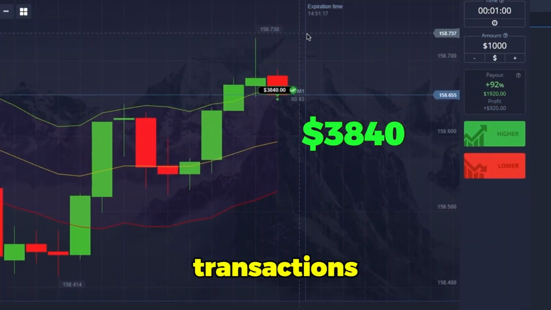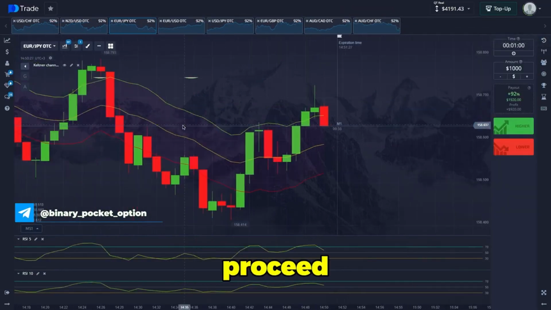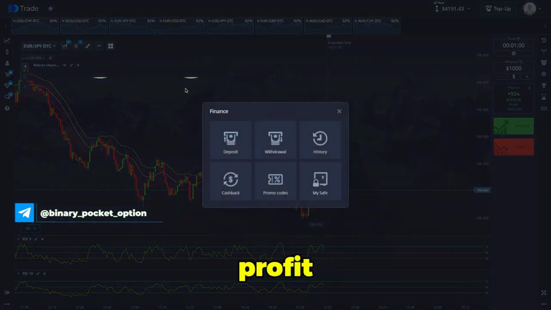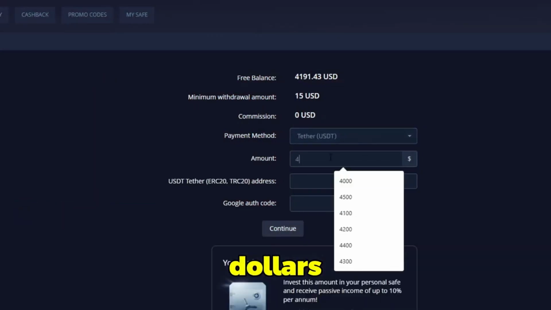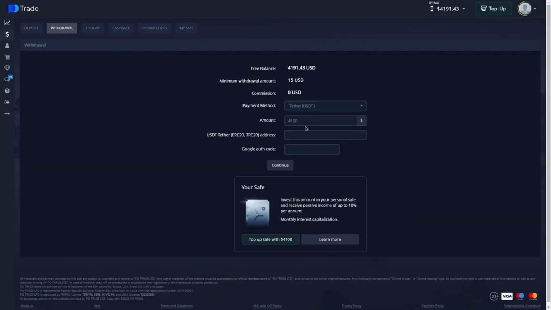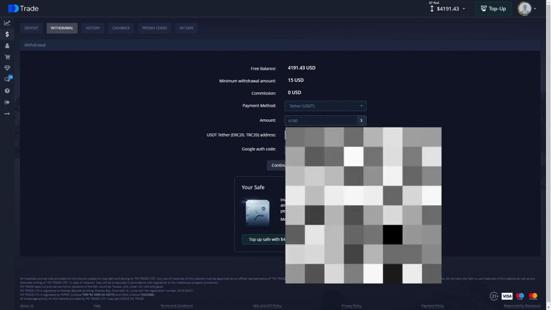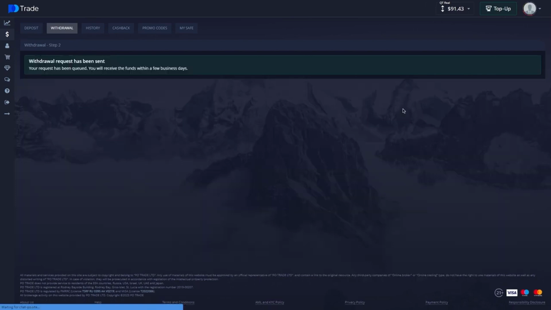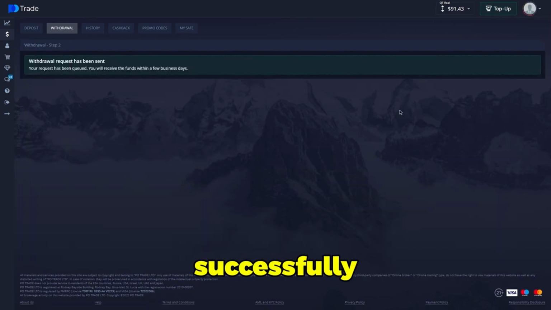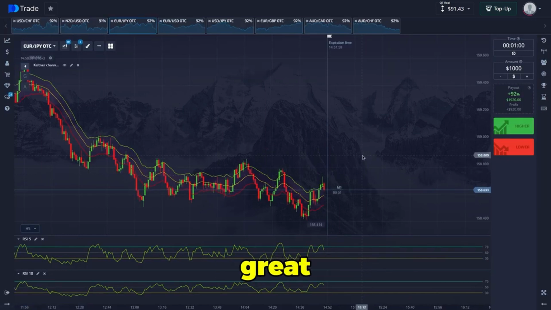And our final transactions are closing without any problems, plus an excellent result for today. And I suggest we proceed to withdraw and record our current profit. We select a wallet and select the amount of $4,100. Our operation is being successfully performed. We have such an interesting trade today. We have recorded a great result for today.